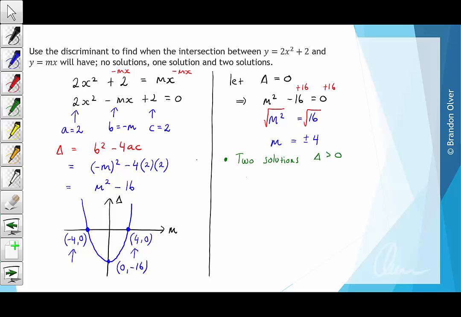So for delta to be greater than 0, we're talking about this part here that I'm putting in yellow next to the curve. So the way we can describe that is we want m to be an element of negative infinity up to negative 4 but not included, union with, so also included, positive 4 through to infinity. So that interval notation describes all of the interval where delta is greater than 0, which is outlined in yellow on our diagram.